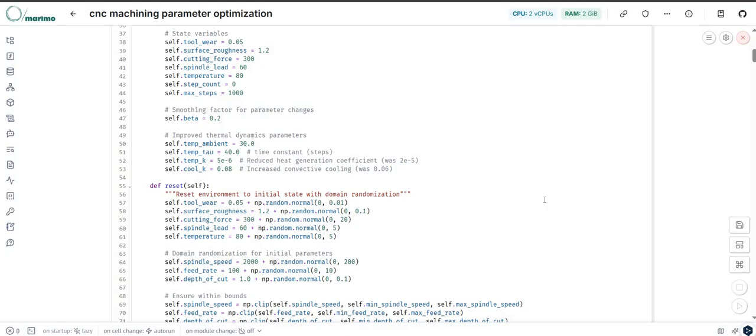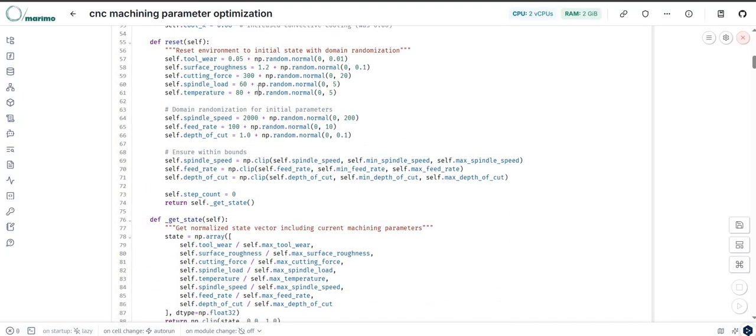And finally, some thermal dynamics parameters are set, and what are they? Ambient temperature at 30 degrees, a time constant of 40 steps, a reduced heat generation coefficient, and a cooling factor. Together, these define how the machine heats up and cools down during operation. So overall, this initialization part sets the stage: it fixes the physical bounds, defines initial conditions, and prepares the environment to behave in a realistic way before training even starts.